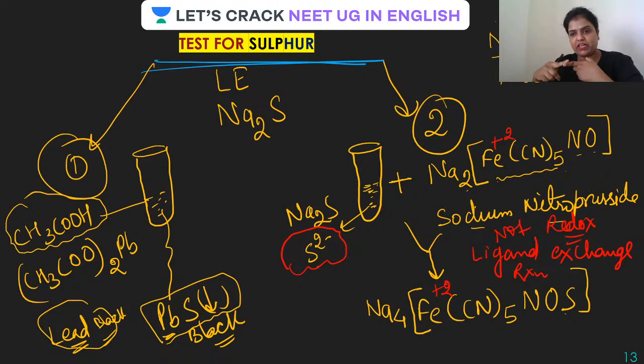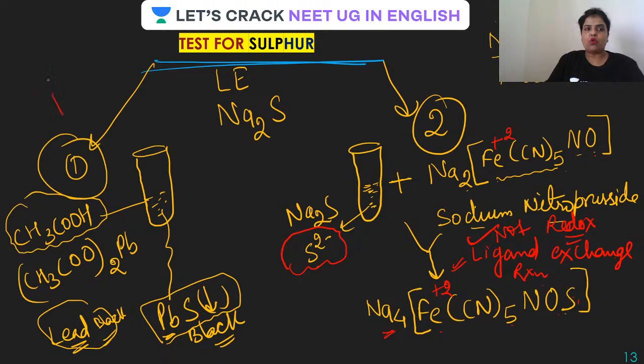So many questions have been asked on that. So all your eyes on the screen, guys. Remember, this is not a redox reaction, rather it is simply a ligand exchange reaction where NO is getting converted to NOS. Everything is the same, only you have to balance the charge. See, plus 2, then minus 5, then minus 1. So minus 5 and minus 1 is minus 6. Minus 6 plus 2 is minus 4. So it has to be Na4. So there is no problem in recalling the formula, I hope.